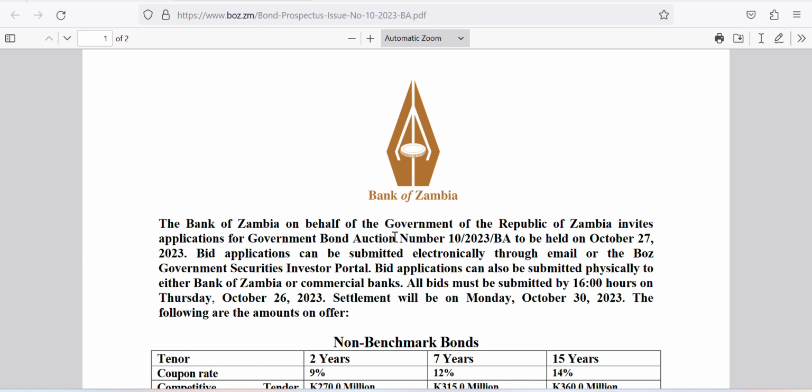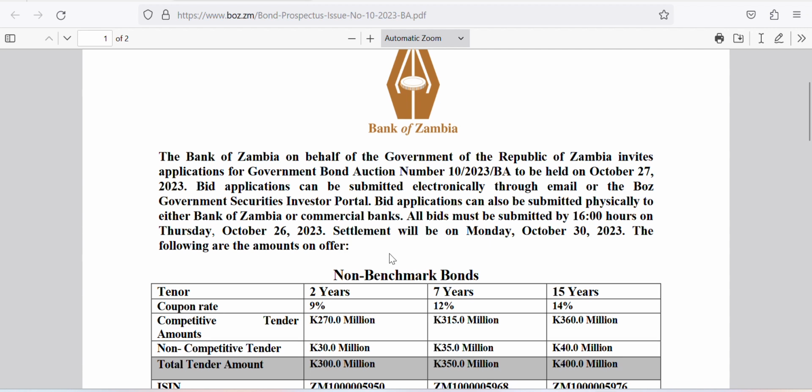Okay, so let's go into exactly what you find in the prospectus. Again, as I mentioned to start with, we'll look at an actual prospectus for the issue number 10 2023 BA. So I'll just read out what we have in this prospectus. The Bank of Zambia, on behalf of the government of the Republic of Zambia, invites application for government bond auction number, so you'll find that auction number in the prospectus, to be held on the 27th of October 2023.